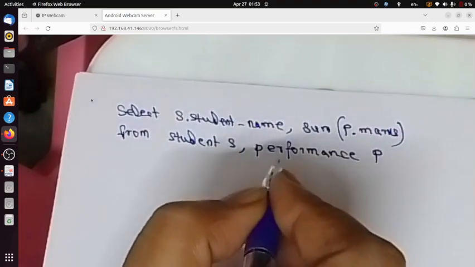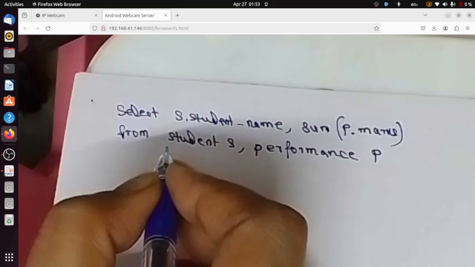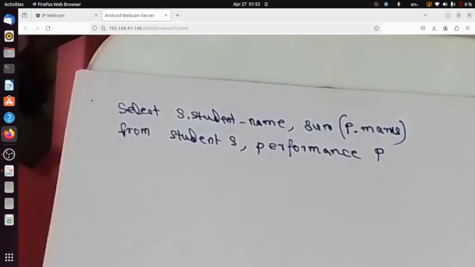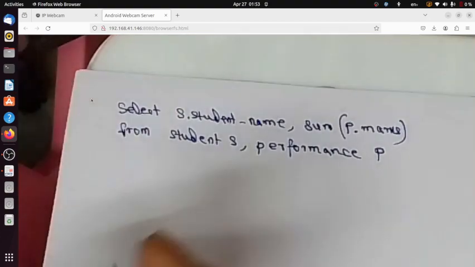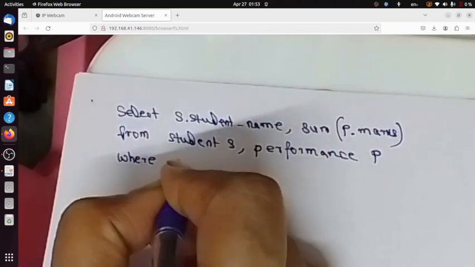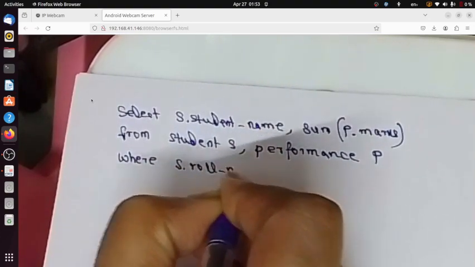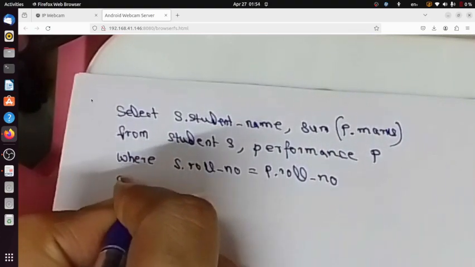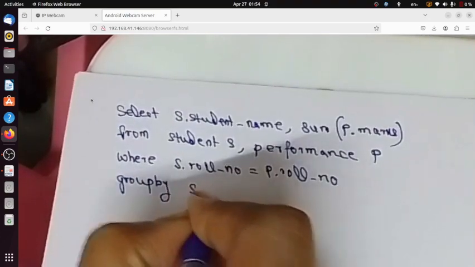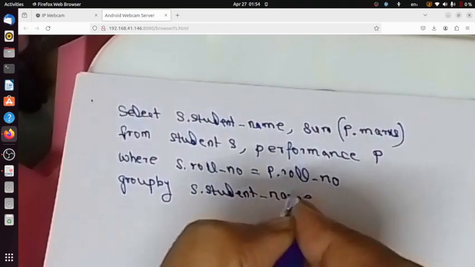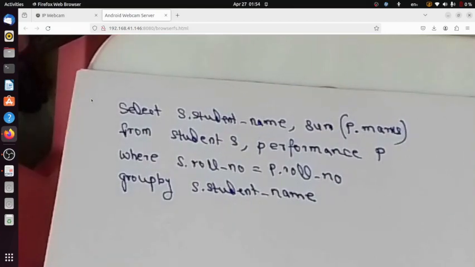Now these two tables, they are being joined based on which? Based on their common column. The common column is roll number, and the rows that will be joined have the identical value in the column roll number. So the join condition will be written in the where clause. It will be where S dot roll number equals P dot roll number. Then group by clause is used, group by S dot student name. So that is the original query that we are studying here.